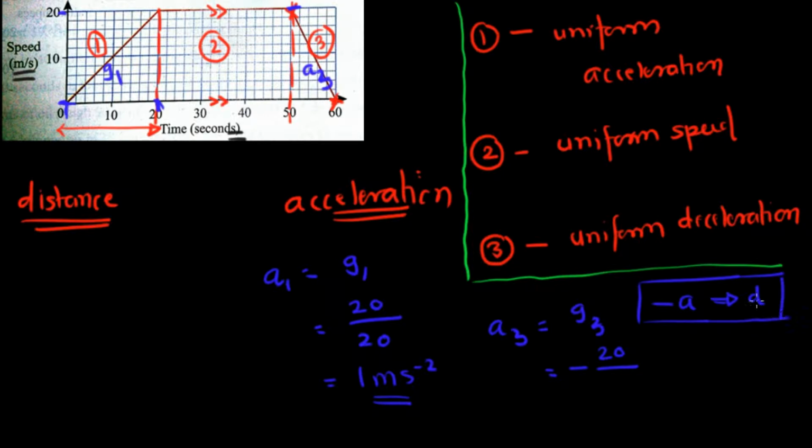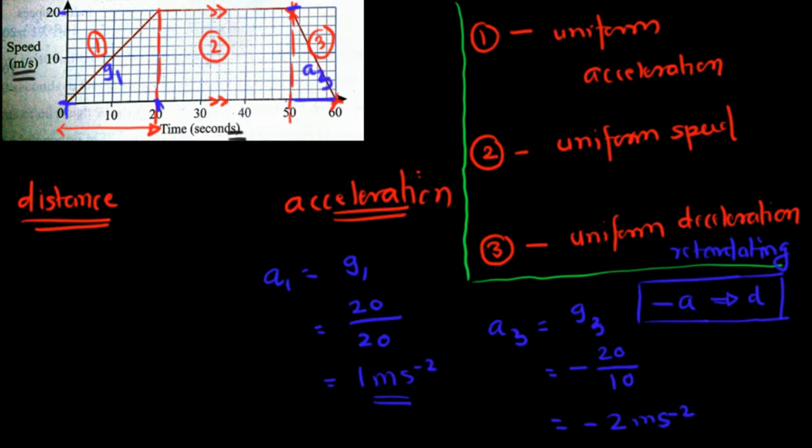Okay, that's an important thing. And there is another name for deceleration. Sometimes we refer to it as retardation as well. So we are actually retarding the motion of the body. Okay, let's go back to the situation where we were calculating the acceleration in the third stage. So we wrote the rise, that comes out to be negative 20, and the run is from 50 to 60, that's 10. That's negative 2 meter per second square.